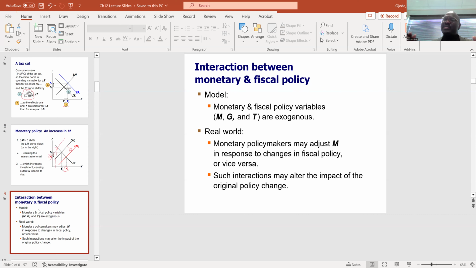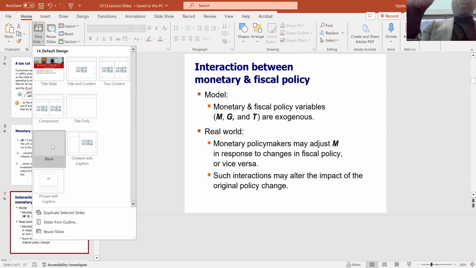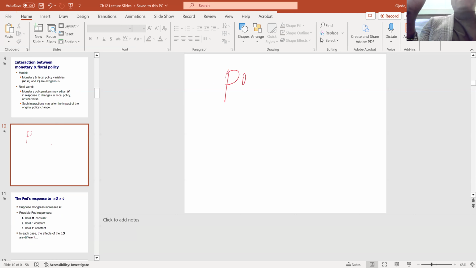But there are also cases sometimes where Congress may do something on fiscal policy which might end up changing interest rates or GDP, and the Federal Reserve may not like that. The Fed may want to counteract the impact of that. So this type of policy is what we call a policy mix. We're mixing policy, or sometimes we call it policy accommodation by the Fed.